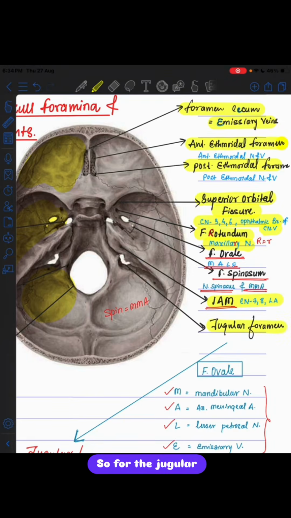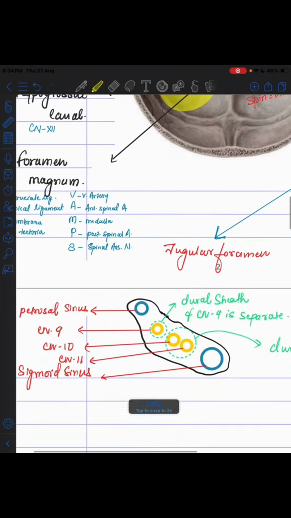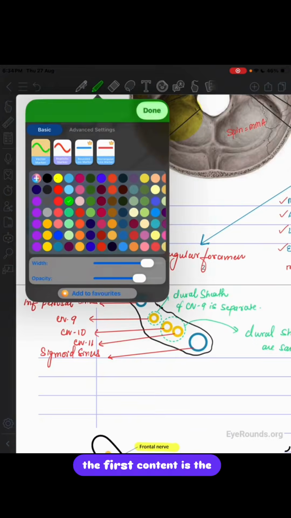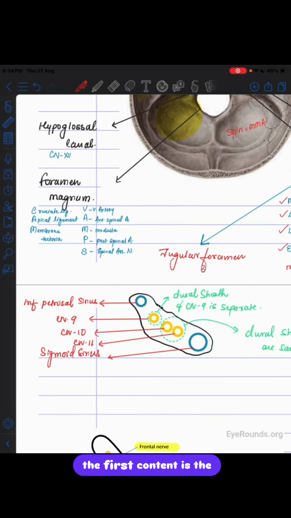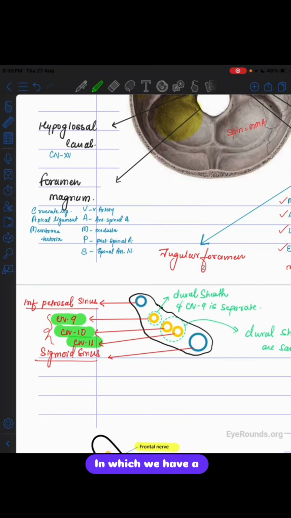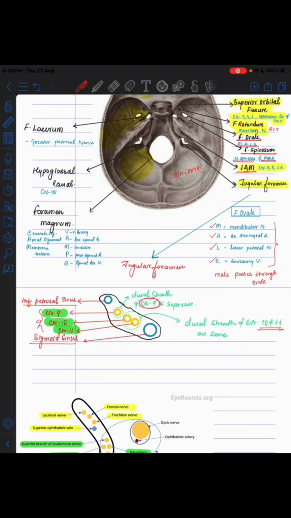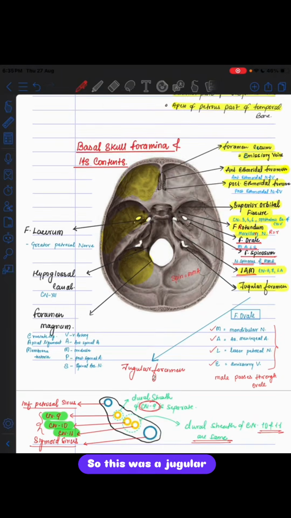Then we have the jugular foramen. For the jugular foramen, I have a separate diagram here. This is the jugular foramen. The following are its contents. The first contents are the inferior petrosal sinus, the sigmoid sinus and three cranial nerves, namely cranial nerves 9, 10 and 11, in which we have a separate dural sheath for cranial nerve 9, whereas the dural sheath for cranial nerves 10 and 11 is the same. So this was the jugular foramen.